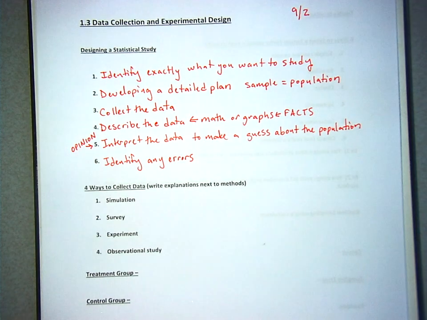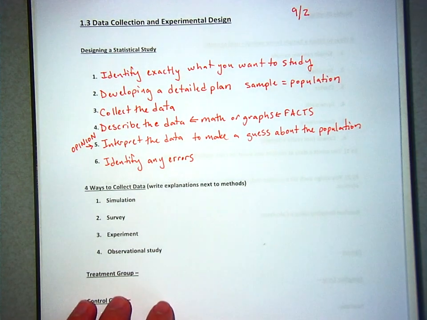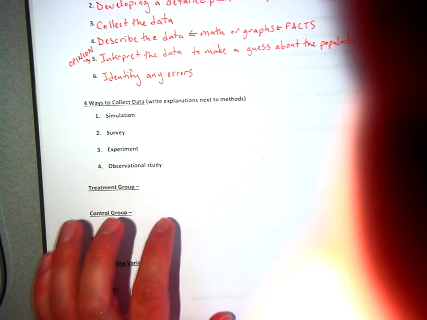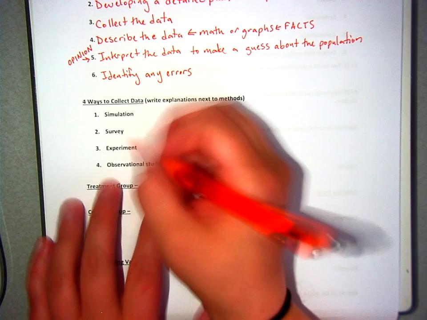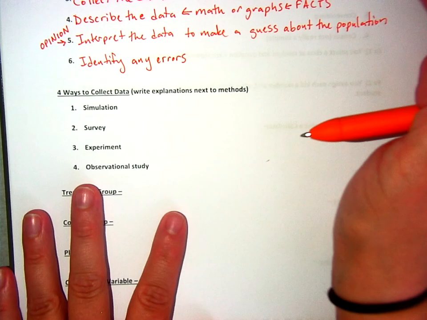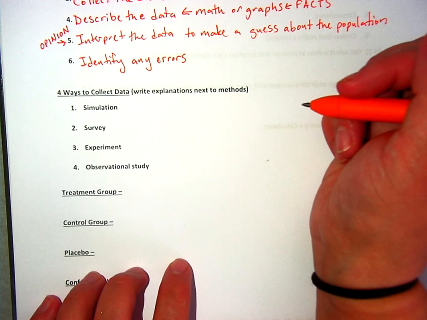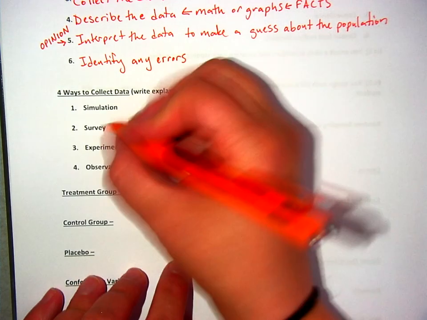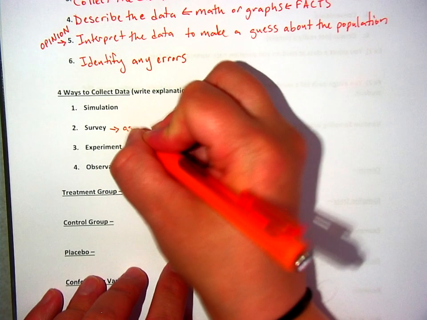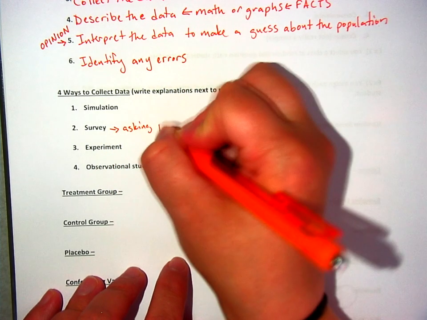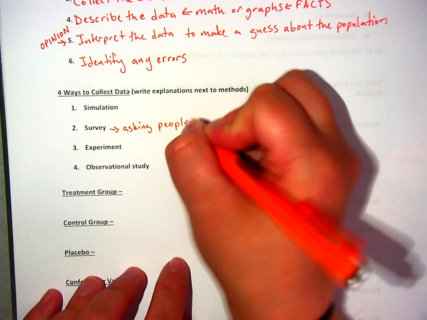All right, there are 4 ways to collect data. Simulation, survey, experiment, and observational study. Lincoln, do you remember any of these and what they are? Okay, how about you, Jocelyn? Nope. A survey is when you go around asking people. Right, this is asking people. It could be digitally or in person.